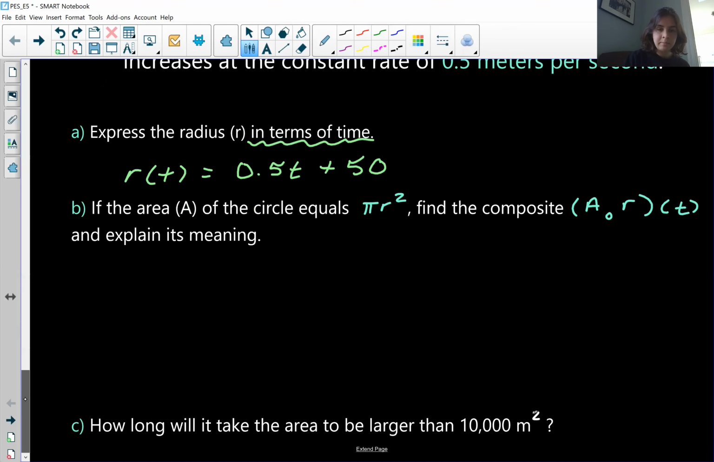Part B says, if the area of the circle equals pi r squared, find the composite A of r of t and explain its meaning. So it looks like they already gave us the relationship between A and r. A is going to equal pi r squared, which we knew, but it was given to us. And we want to find A of r of t. Remember, we can also write it this way. We just found r of t, it's in part A.